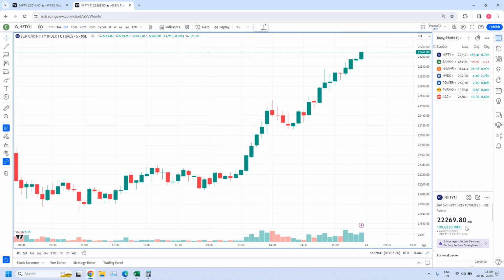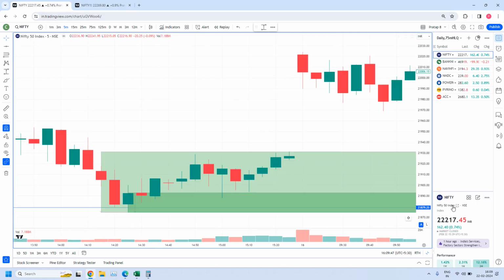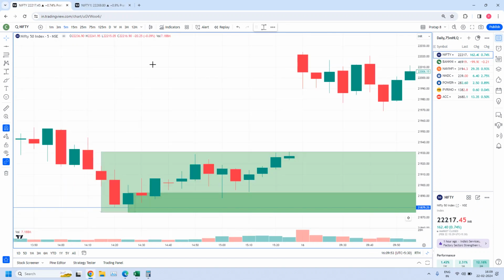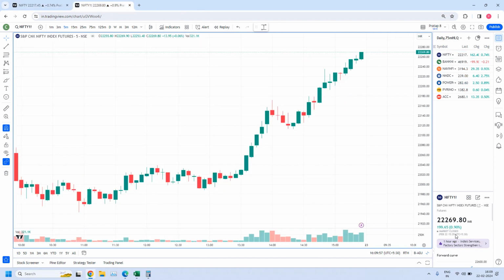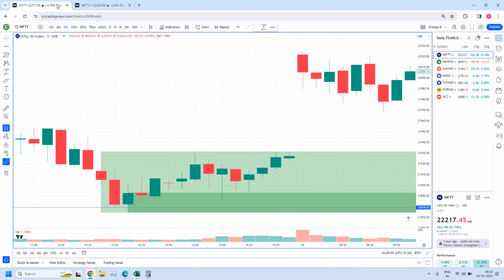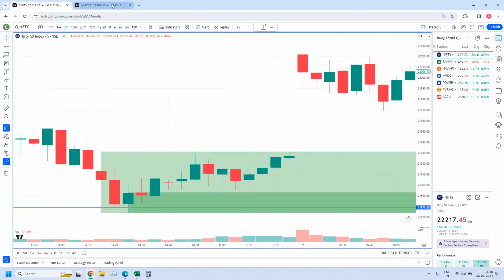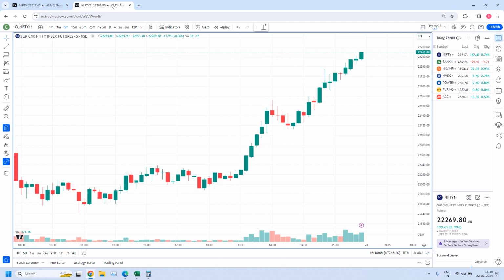What is the closing price in the futures chart? 22269. But in the equity chart, 22217.5. See how much difference is there. This is 17 and this is 69. 222 is common in both. Nearly 52 points difference is there.